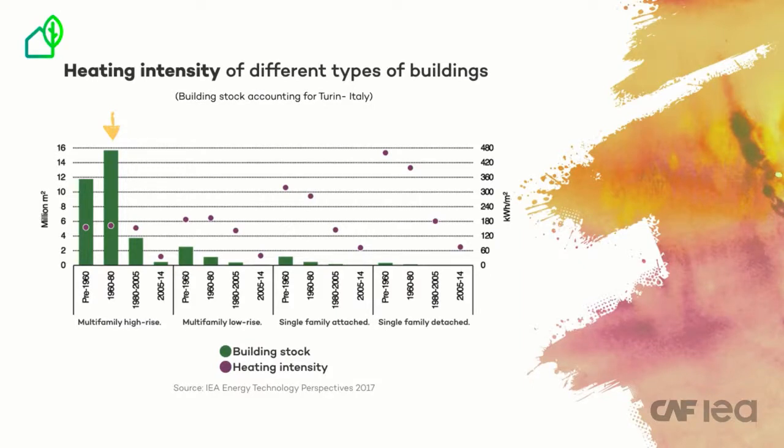They are so much greater in number that improvement in these buildings will clearly have the largest effect on the overall building energy consumption compared to improvements in other building classes. We can also see that although fewer in number, single-family attached and detached homes show significant potential for improvement as they show much higher heating intensities than the other building types.